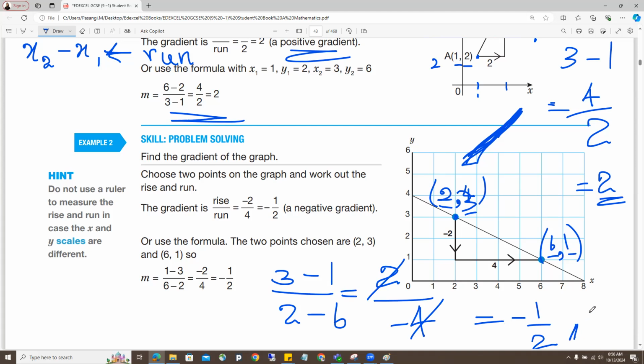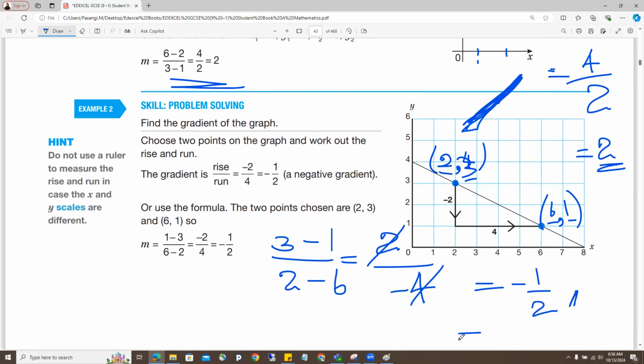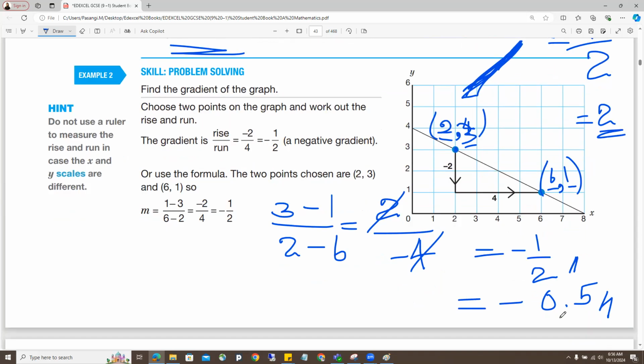Is it clear? Is it 0.5 now? 0.5, very good. Minus 0.5, okay, a negative gradient. There we have a negative gradient. The minus should be there. Okay?